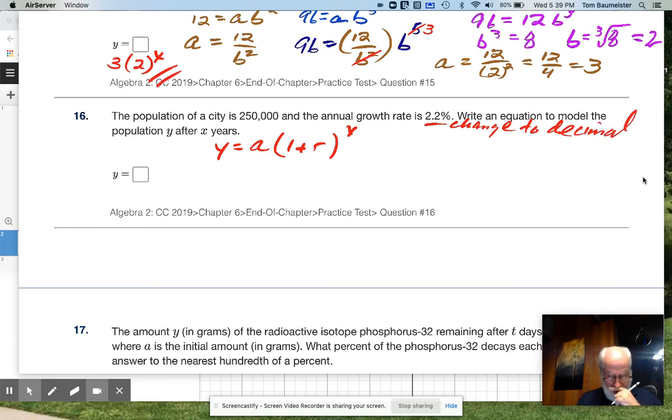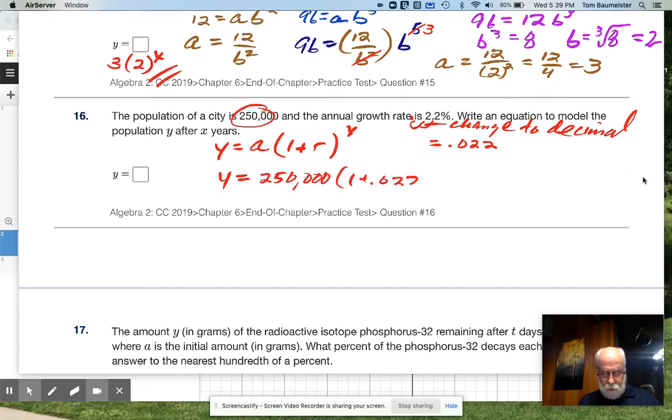All right. So if I change that to decimal, remember I'm going to go 1, 2. So it looks like 2.2% is going to equal 0.022. All right. So now we're going to say Y is equal to our initial amount, 250,000 people, and we're going to have 1 plus 0.022 raised to the X power. Of course, they'll want you to simplify that.